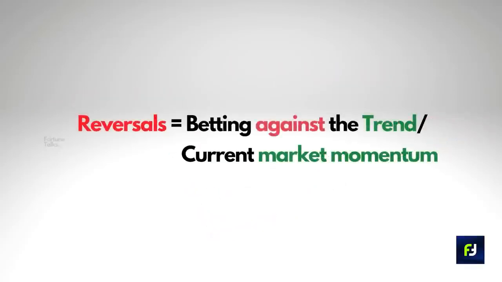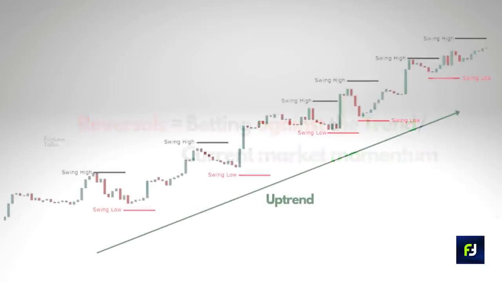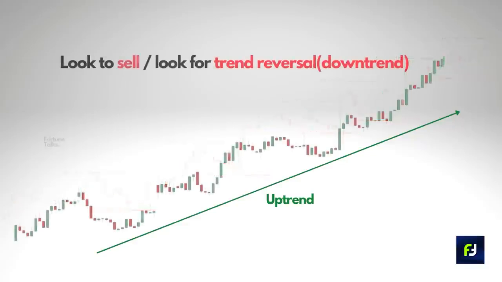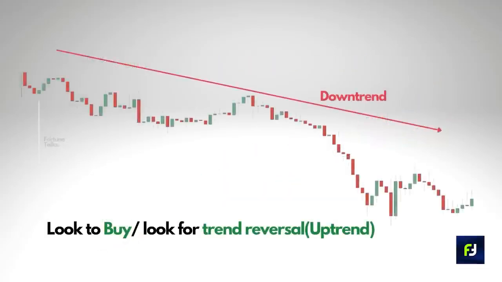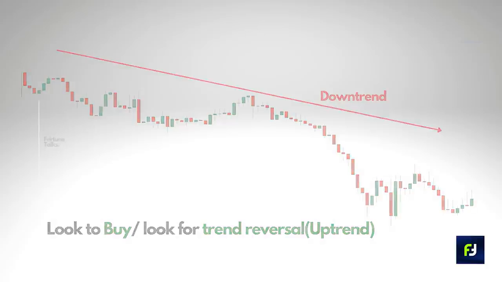So, as a reversal trader, you are in essence a counter trend trader who is trading against the trend or the current market momentum. For example, let's say the market is in an uptrend, making a series of higher highs and higher lows. As a reversal trader, you look to sell in that uptrend. Or if the market is in a downtrend, then as a reversal trader, you are looking to trade against the trend and the momentum.